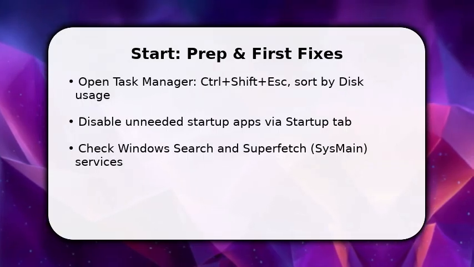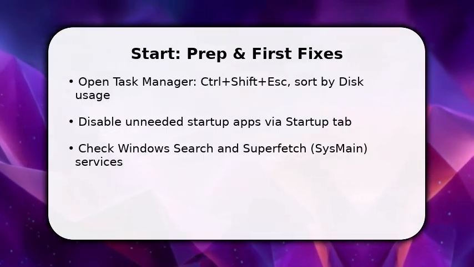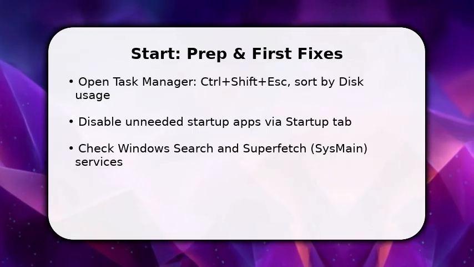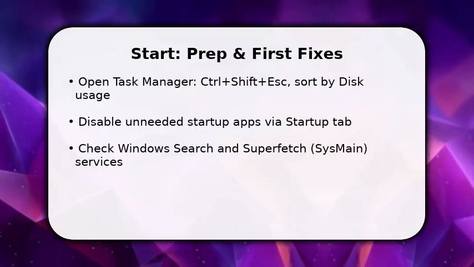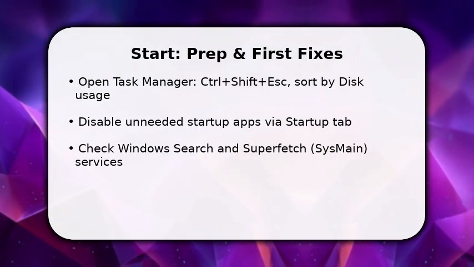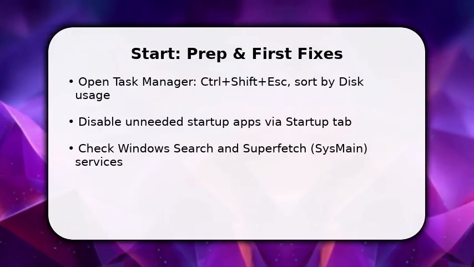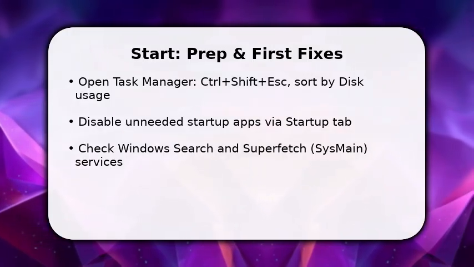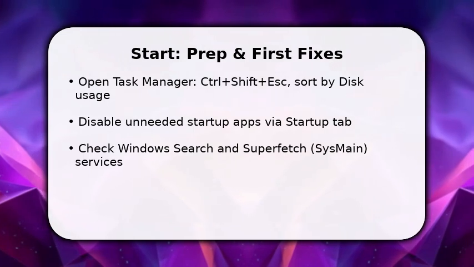Next, stop Windows Search and Superfetch, SysMain, temporarily to see if index or caching is the cause. You're taking quick, measurable steps. Observe numbers, change one setting, then recheck Task Manager to see which action changed disk usage.